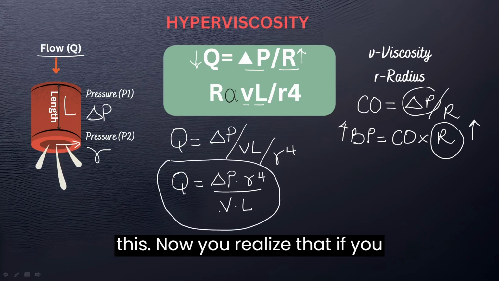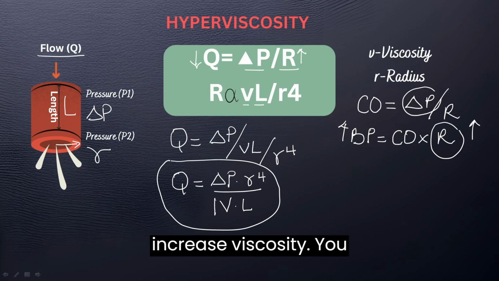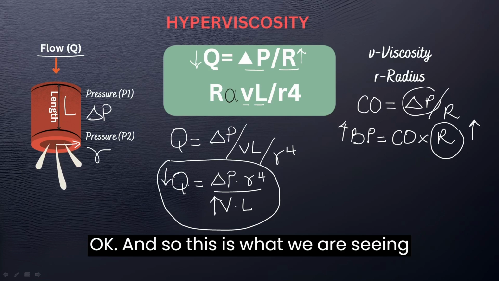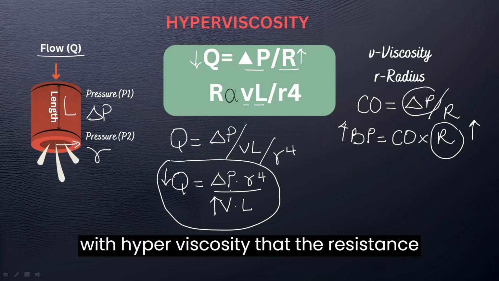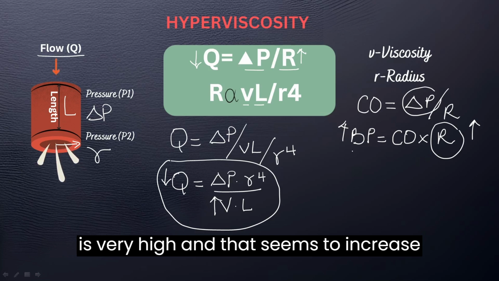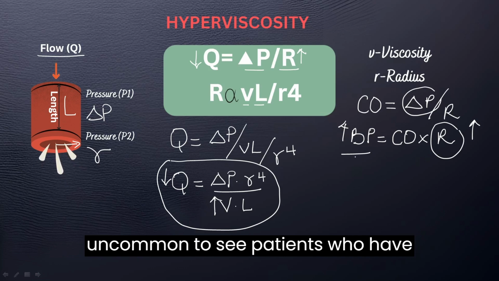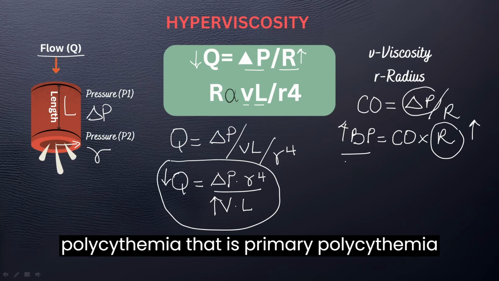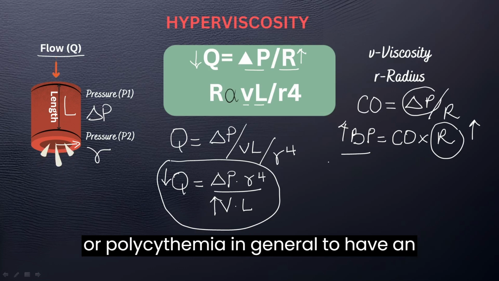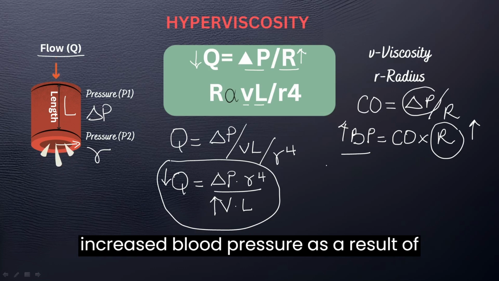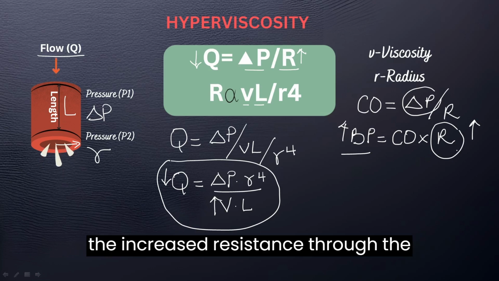Now you realize that if you increase viscosity, you will decrease flow. Okay, and so this is what we are seeing with hyperviscosity, that the resistance is very high and that seems to increase the blood pressure. So it is not uncommon to see patients who have polycythemia, that is primary polycythemia or polycythemia in general, to have an increased blood pressure as a result of the increased resistance through the vessel.